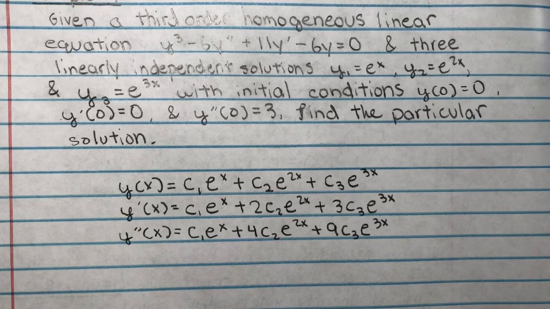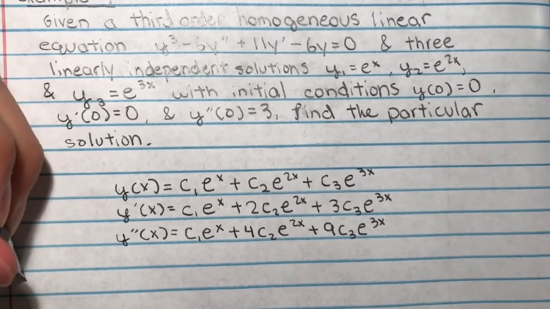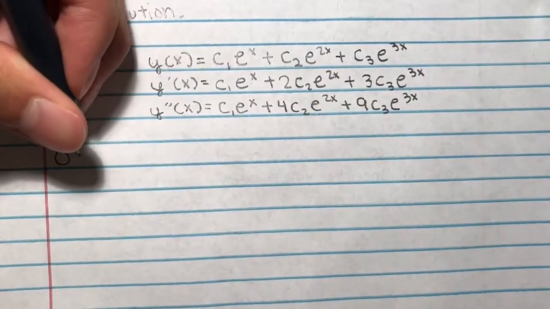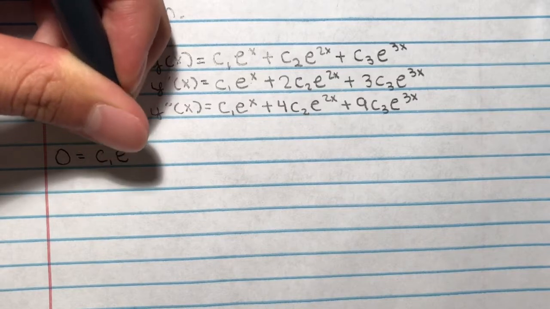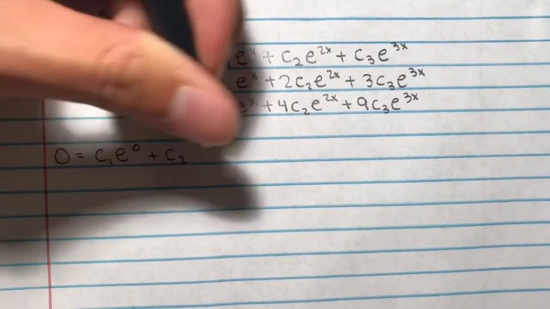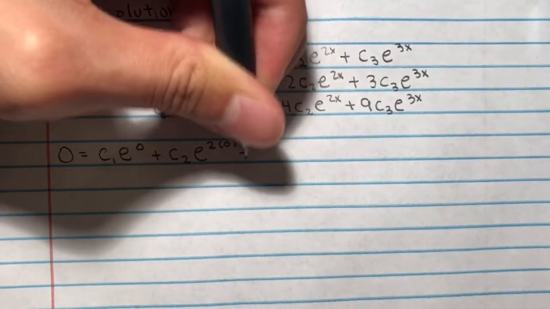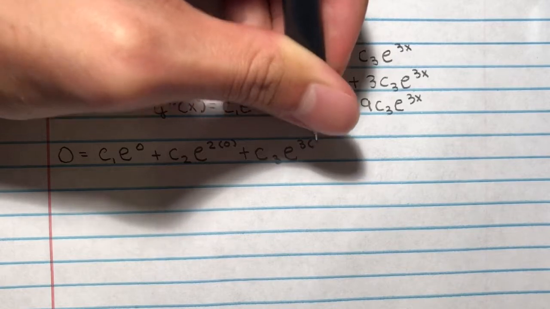Alright, so now we have these three equations. We are going to plug in the initial values. So y of 0 should equal 0. 0 equal to c sub 1 e to the 0 plus c sub 2 e to the 2 times 0 plus c sub 3 e to the 3 times 0.